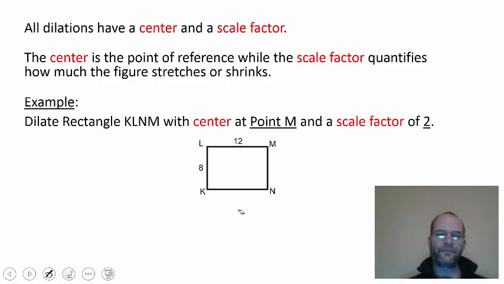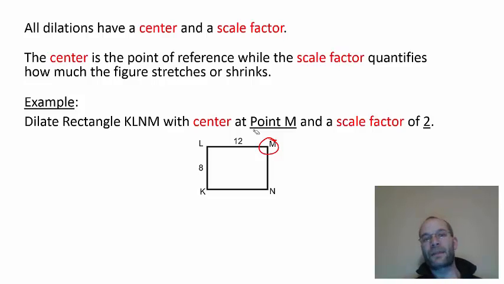Let's look at this example. It says dilate rectangle KLNM with center at point M and a scale factor of 2. The center is here at M, so that's the one point in the image that won't move. In other words, M prime, if we were to label such a point, is the same as point M. So, we need to deal with the scale factor.